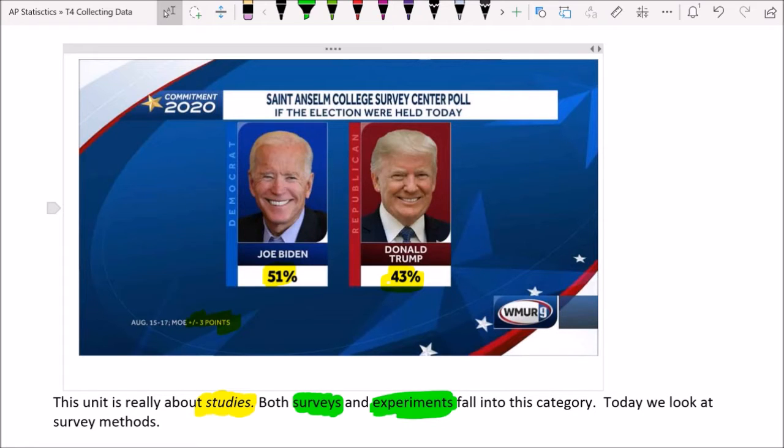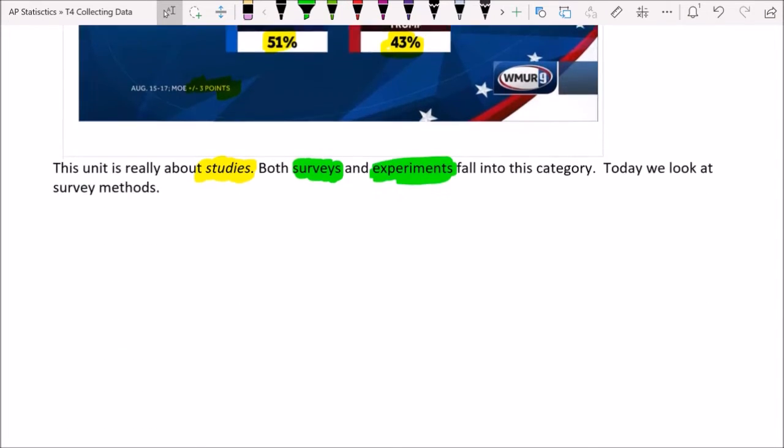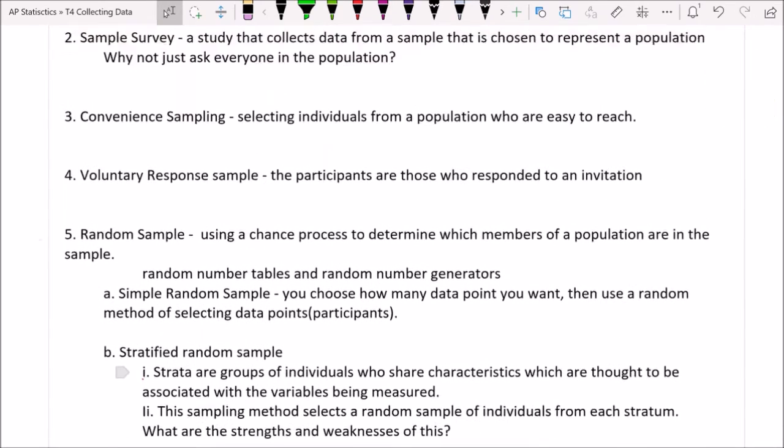The population in this example is all registered voters, or maybe likely voters is sometimes the way they phrase it, the people who are going to vote. And so this is a prediction based on a survey or a sample of a smaller number of people, of how all of the people are going to vote. Okay. Now, what is a census?